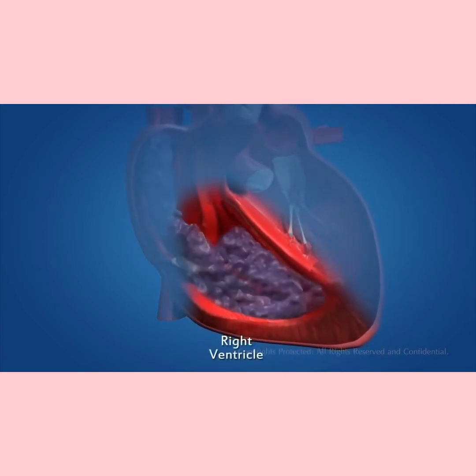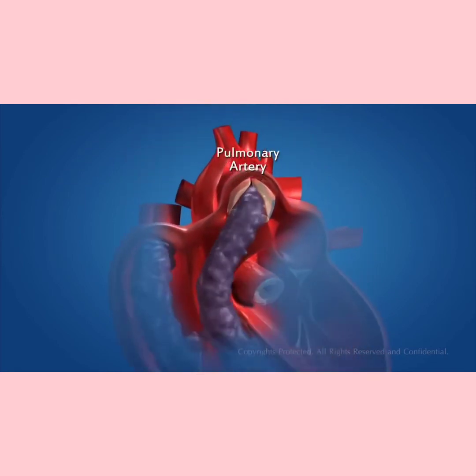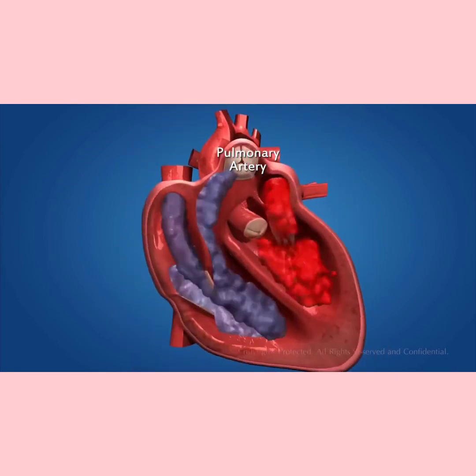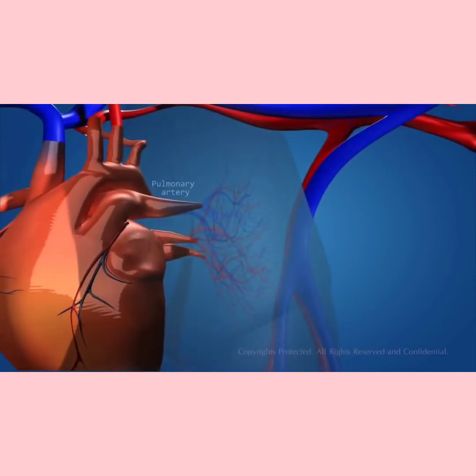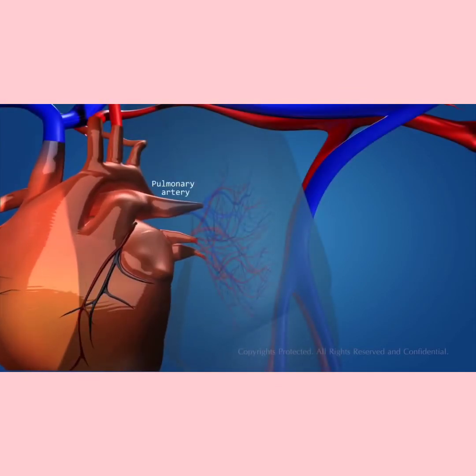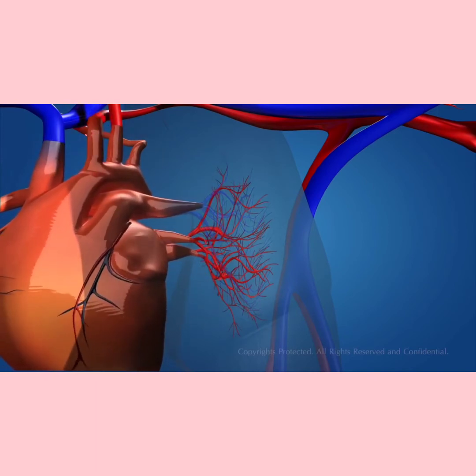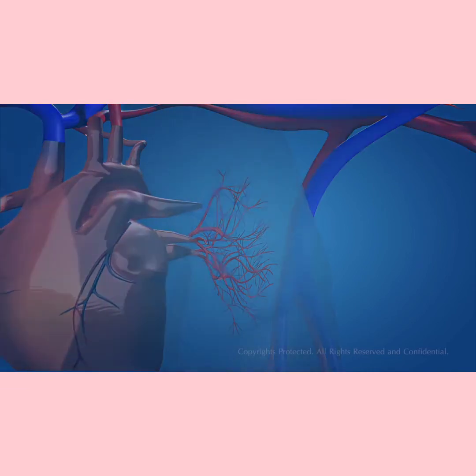The right ventricle then contracts, pushing the blood into the pulmonary artery. The pulmonary artery carries the deoxygenated blood to the lungs for oxygenation. The lungs oxygenate the blood by exchange of gases, and it flows back into the heart through the pulmonary vein, and starts the circulatory cycle all over again.